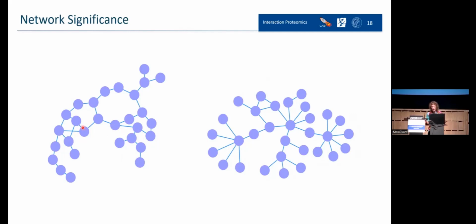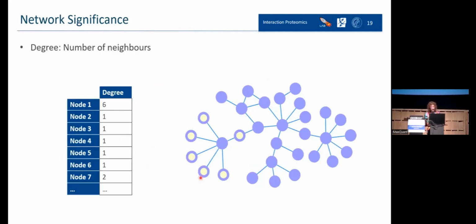But how to do this in a mathematical way? So we take this node, we take its neighbors, and we just count the number of neighbors that are present here. So we can say that node 1 here has 6 neighbors, so it has a degree of 6. And then we go for the others. All of them will have a degree of 1, and this one will have a degree of 2 because it has 2 neighbors.